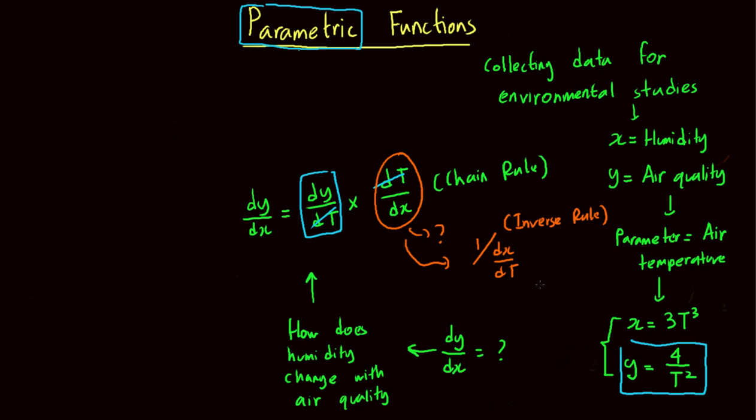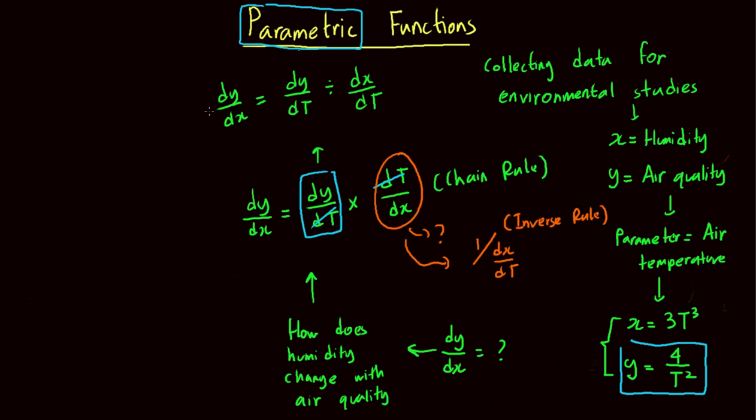Alright, so from the inverse rule you'll be able to get dt/dx, and then you're going to cross multiply with dy/dt. Or you could probably just simplify this, alright? To find dy/dx, it would just be dy/dt divided by dx/dt. Okay? So it becomes fairly straightforward.